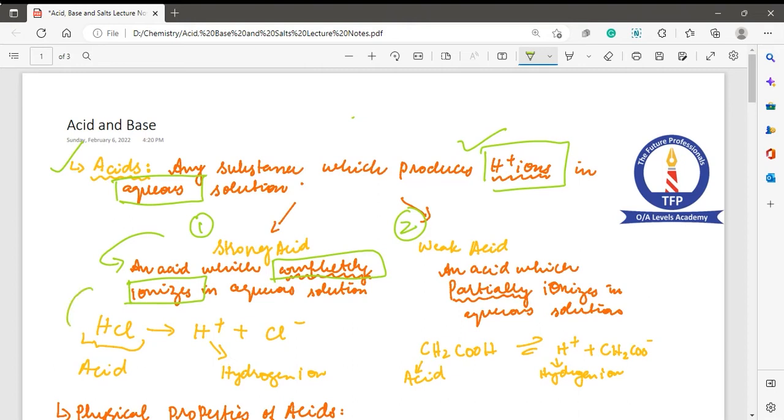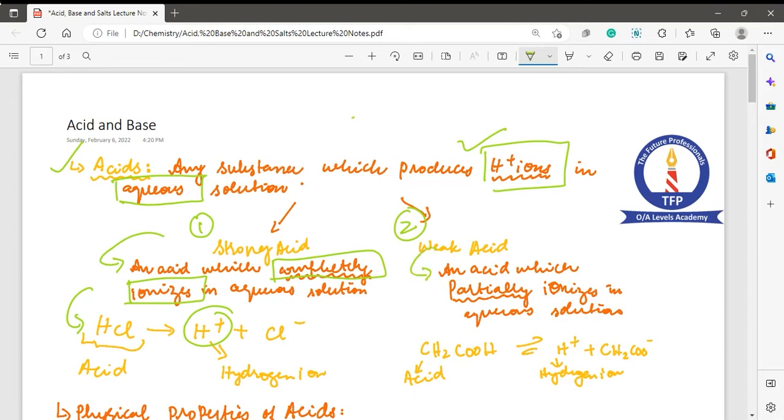As you can see in this equation, you have HCl, which is an acid. When HCl is dissolved in an aqueous medium, it produces H positive ion and Cl negative ion. The presence of this H positive ion in the aqueous medium shows that this compound HCl is an acid. So if you have any compound, X compound or Z compound, and you dissolve it in water and it produces H positive ion, then you will categorize it as an acid, right?